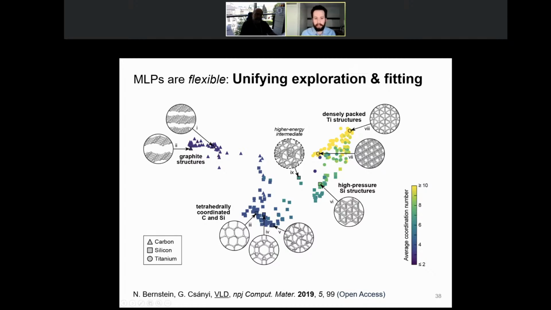And you can see how we're going from low coordinated graphite-like structures to tetrahedral allotropes, high pressure silicon, and then if we go up in coordination numbers, we've got BCC and HCP titanium. We also got a bit more weird structures here, which we need to get robust potentials. And I think this is a direction possibly to build these databases in a rather automated fashion.